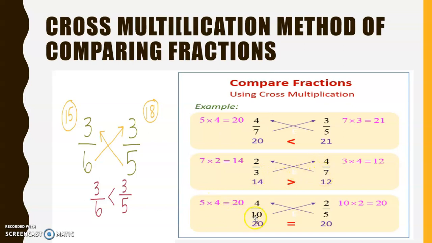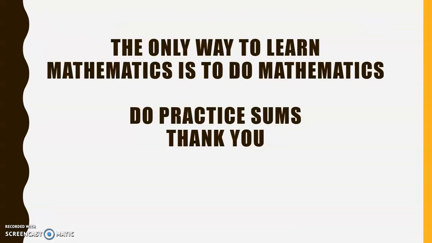Now let us see. 10 twos are 20 and 5 fours are 20. Both are equal, so both fractions are of equal values. So 4 upon 10 is equal to 2 upon 5. I hope you have understood how to compare fractions and convert fractions also.